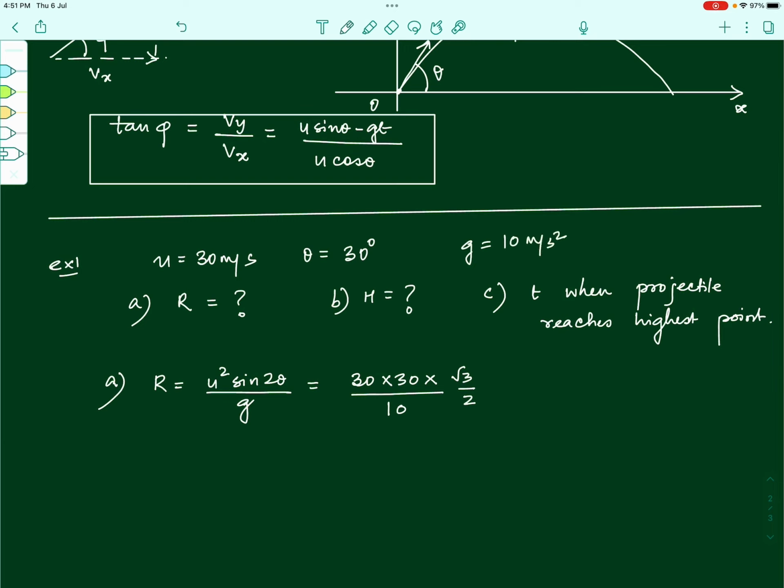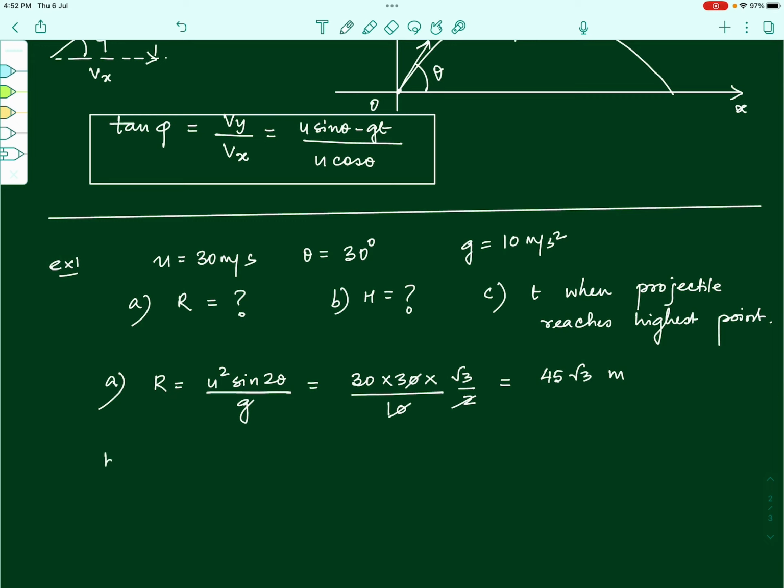Now the next thing is, we just have to solve this, right? What remains now is just to solve it. When we solve it, we shall see that, okay, this 900 root 3 by 2, divided by 10, will be 45 root 3 by 2, not 45 root 3 only. Yeah, so this is the answer for horizontal range.